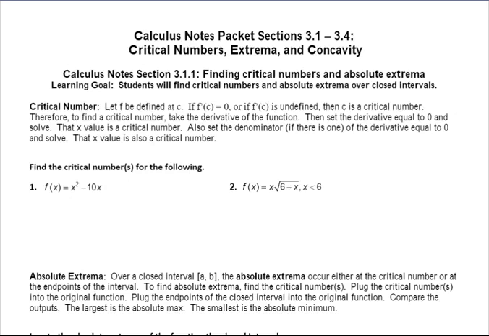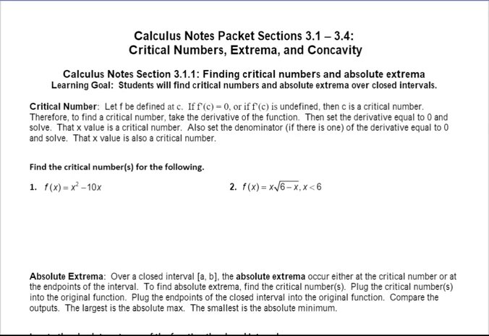Guys, so today we're going to be looking at section 3.1. This is out of our notes packet. What we're going to be starting to look at are critical numbers today. So just kind of looking up here at the top, our goal is to be able to find critical numbers and absolute extrema over closed intervals.